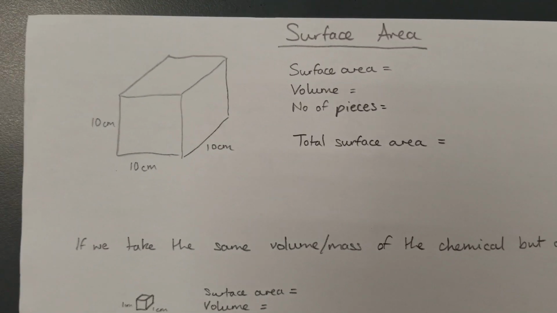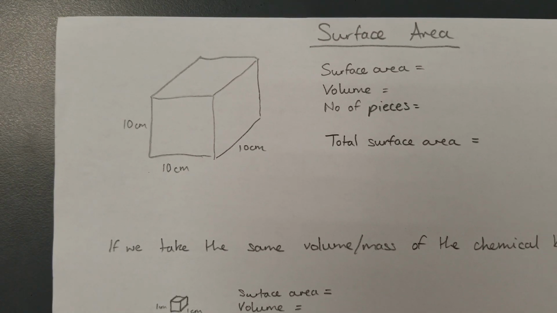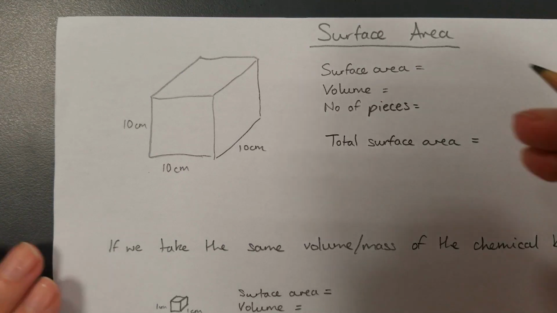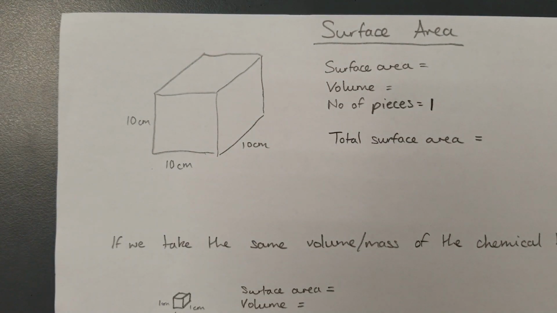So I'm going to give you a few seconds now to calculate the surface area for this top cube that we have here, the volume. Obviously we've got one piece because there's one piece here, so we can write one piece, and what the total surface area would be. So pause the video for a few seconds, work those out for yourself.